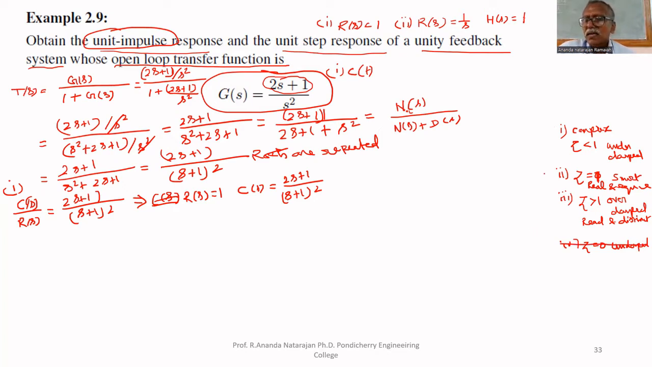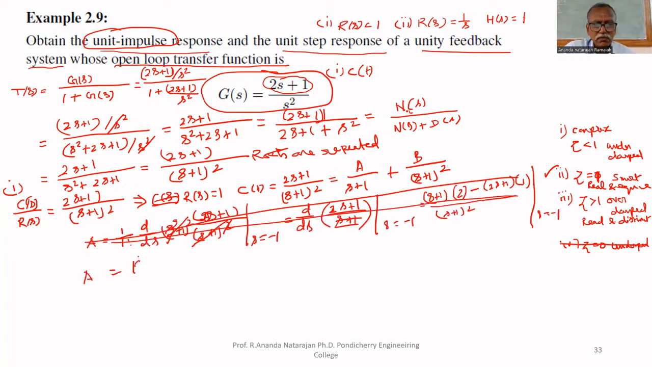So here it comes in the second category: real and equal. We do not know the expression for C of t, we have to find it. That's why let us factorize this: C(s) = A upon (s plus 1) plus B upon (s plus 1) whole square. A equals d by ds of (s plus 1) whole square times (2s plus 1) upon (s plus 1) whole square at s equal to minus 1. Therefore, these two get cancelled.